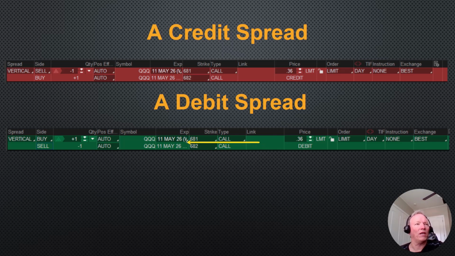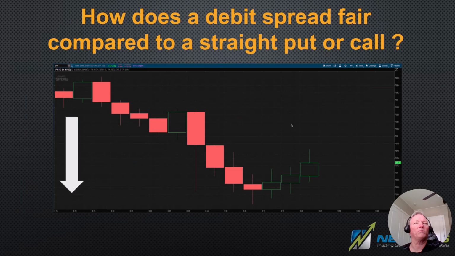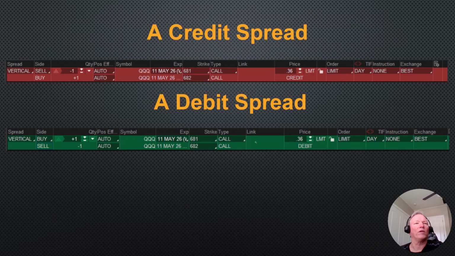Same expiration dates, 11th of May, same tickers. The only difference is in the case of the debit, we are buying the 681 and selling the 682. So those options are above where we anticipate price to go to. But because we're down here in the 675 range at this point, we would be looking at this debit increasing in value so that when we do exit, we can exit at a profit.